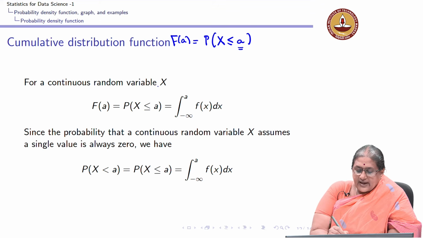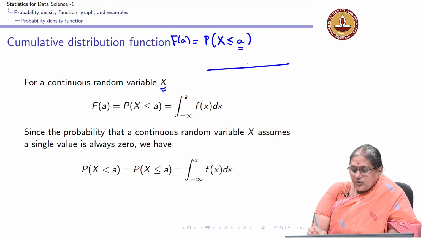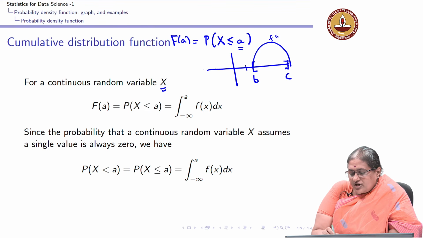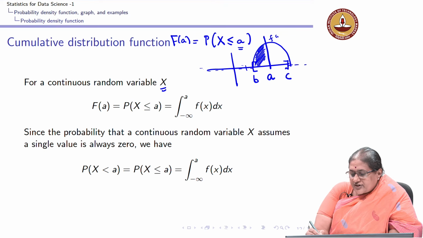So, if I am looking at a continuous random variable x, and I know that this variable x is between some point, say b to c, it is defined, and my a is here. So, I have this f of x which is not defined for any of the points less than b and greater than c. So, if I have a point a here, the area, so my cumulative distribution function is just going to be this.